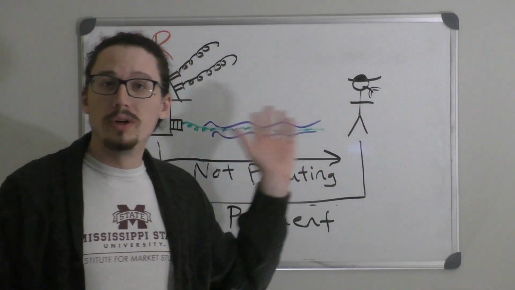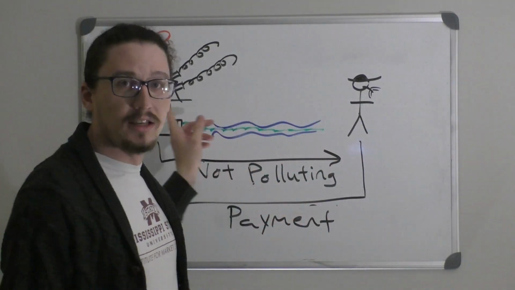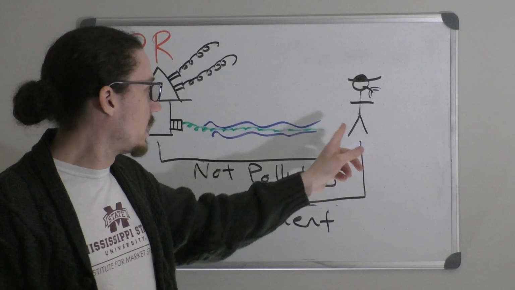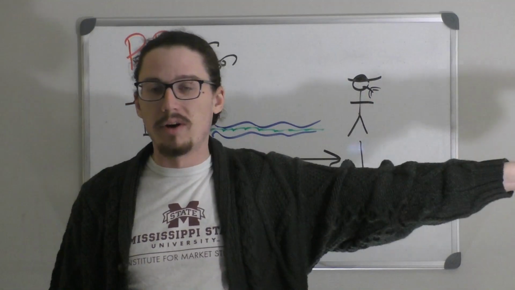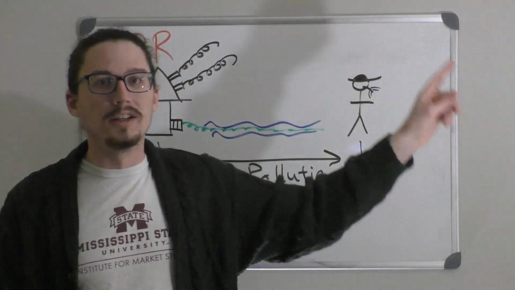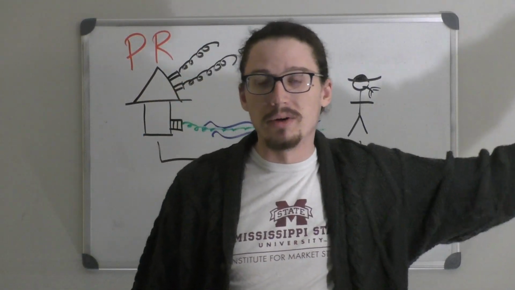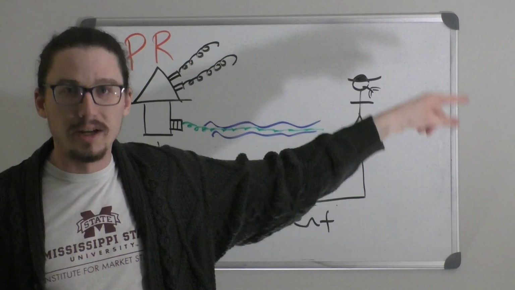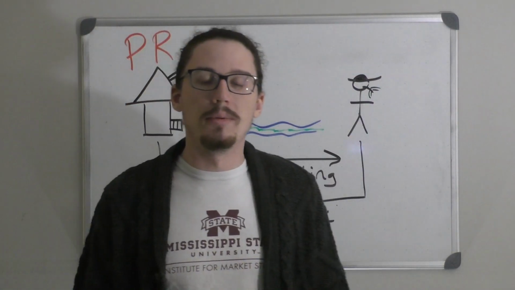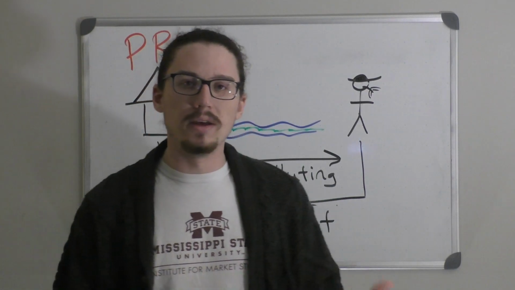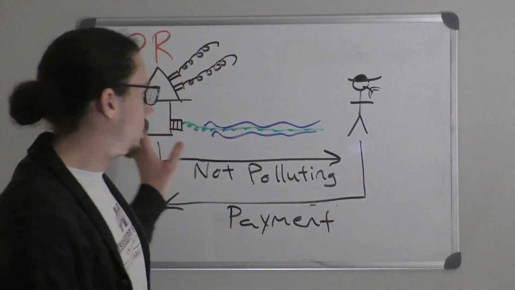And so, one, who has the property right to the river, right? Do you just assign it to the factory? Do you assign it to the farmer? If so, does this farmer have the property right for the entire river? If not, does every person whose property runs up against that river have a property right to the river? Or does it go even further than that, right? Who has those property rights? How do you assign them, right?